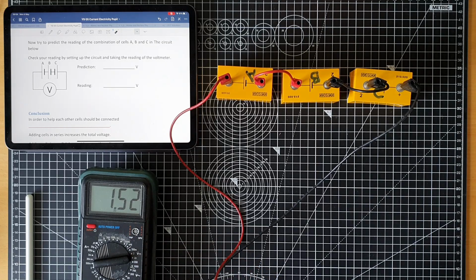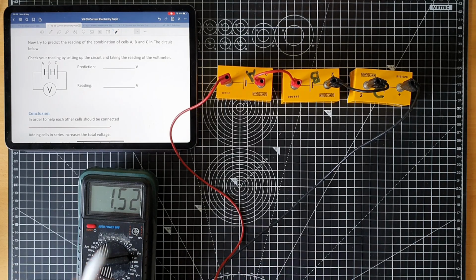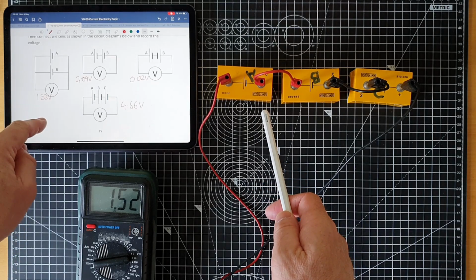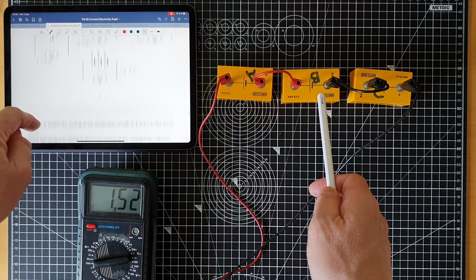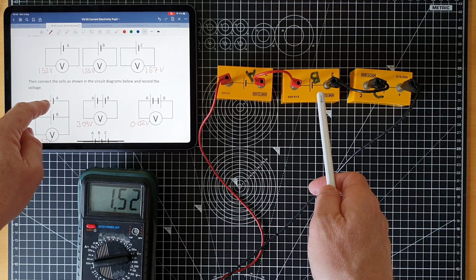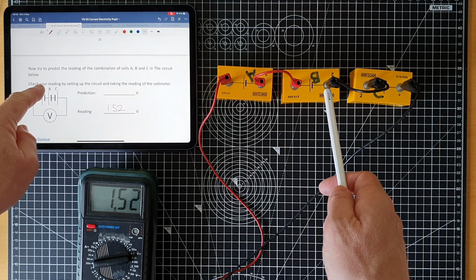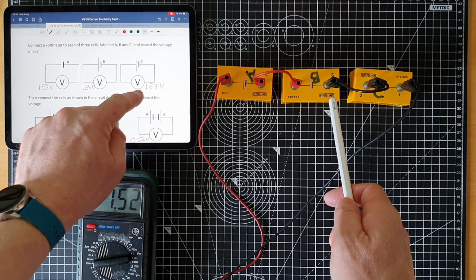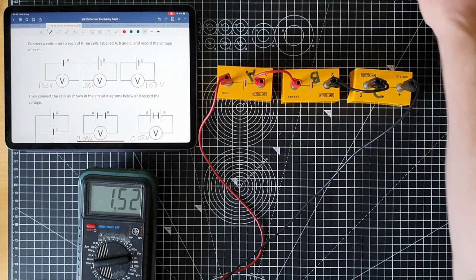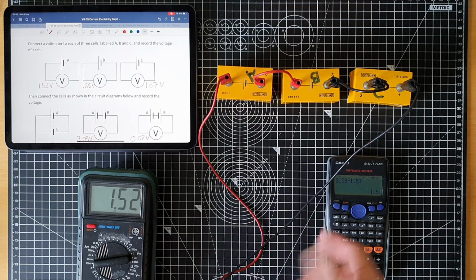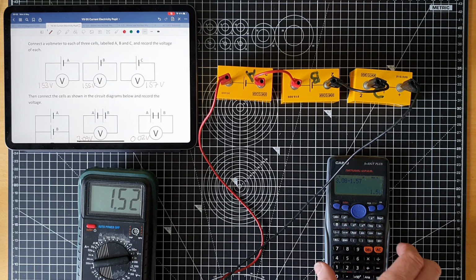And we've got about 1.52 volts. Now, why is that? A, we had 1.53. For B, we had 1.55. So we add those together, we get 3.08. And then we can take away C, 1.57. And that gives us 1.51. We've got 1.52. Again, just a rounding difference in our meter.